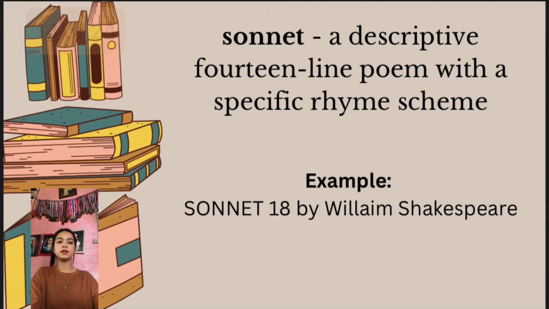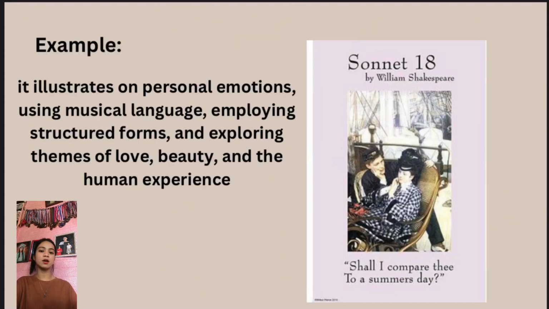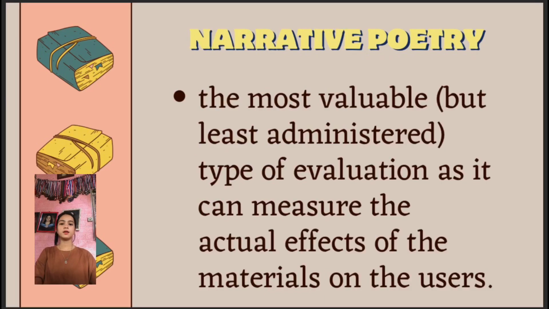And we have the sonnet. Sonnet is a descriptive 14-line poem with a specific rhyme scheme. It's the Sonnet 18 by William Shakespeare. And in this poetry by William Shakespeare, it illustrates the personal emotions using musical language, employing structured forms and exploring themes of love, beauty, and human experience. Done discussing lyric poetry and its four main types, now let's move to narrative poetry.